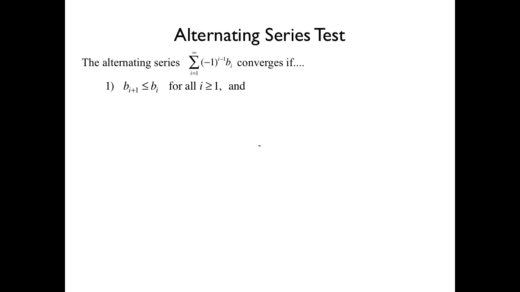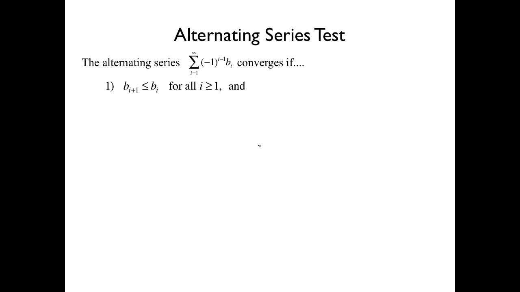Remember, we take this alternating series and we say let's get just all the positive terms and then put the negative one to the i on it. So when I say we're talking about the b sequence, b is all positive terms. So what does it mean that b_(i+1) is less than or equal to b_i? What are we saying about the sequence then?